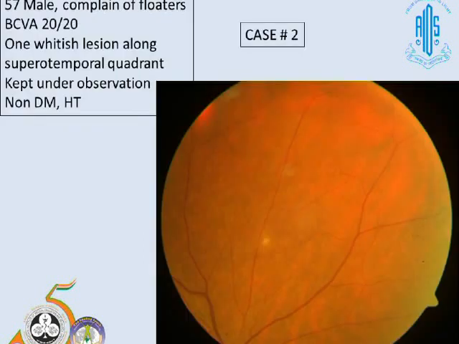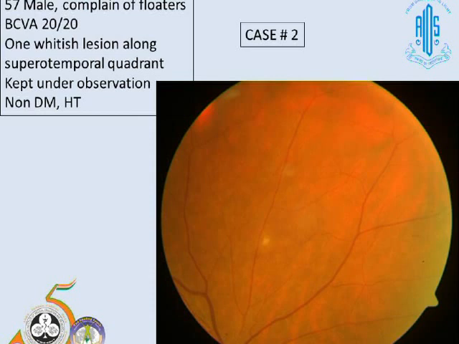Similarly, another patient was there with a complaint of floaters. We were doing indirect fundus examination, and we saw this one lesion here. Again, a non-diabetic, non-hypertensive patient. But in this patient, we missed this. We thought it was a subtle lesion. We didn't ask for any HIV history or anything.